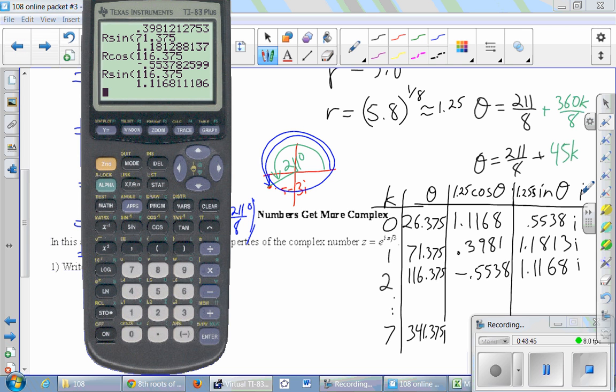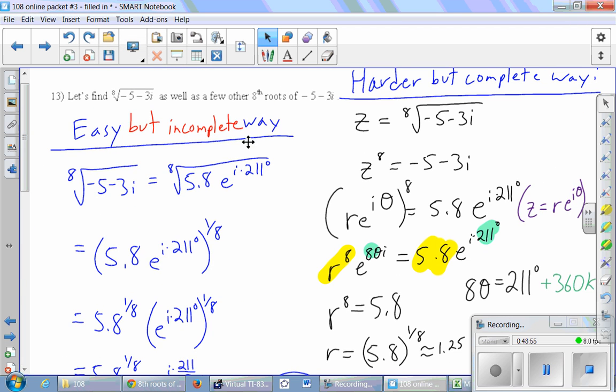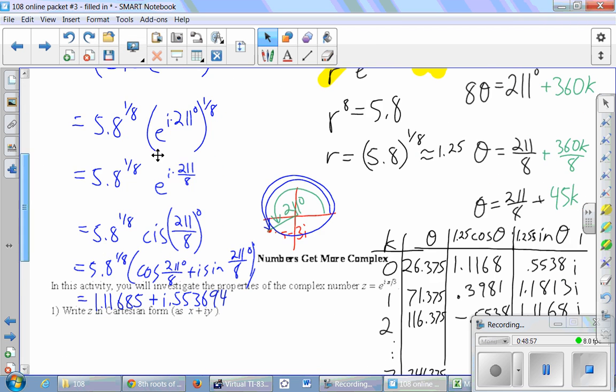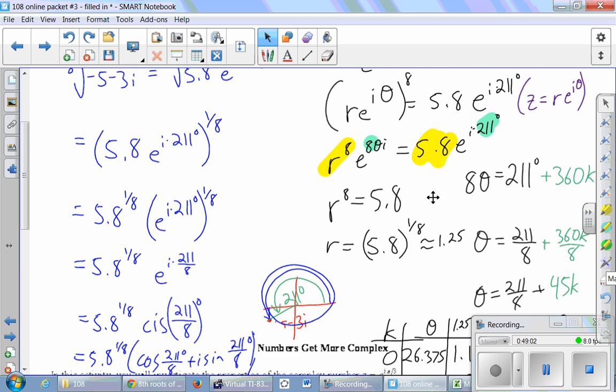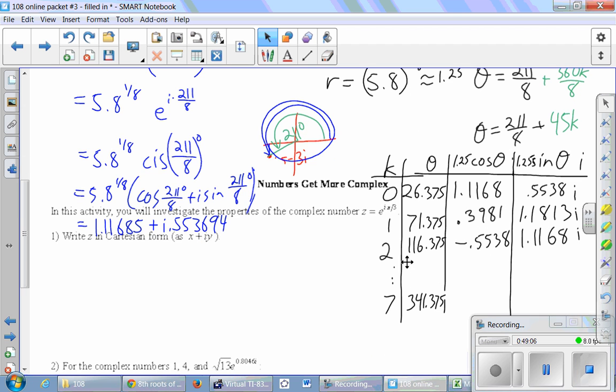And I think that this will resolve what we had written before. So I got this one, which is the very first thing that we found. I said it's easy but incomplete because doing it this method, you're only going to get the first answer in the table. But if you do it using this method, then you'll get all the answers, all 8 of them. It just takes a little bit more writing.